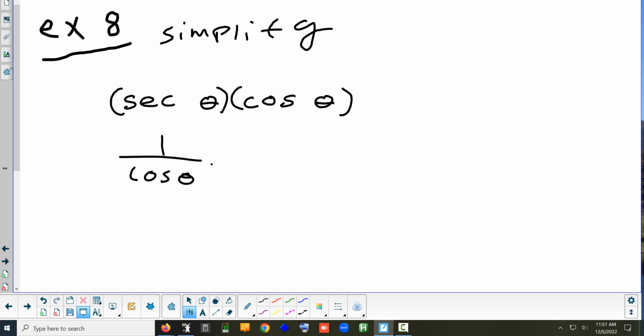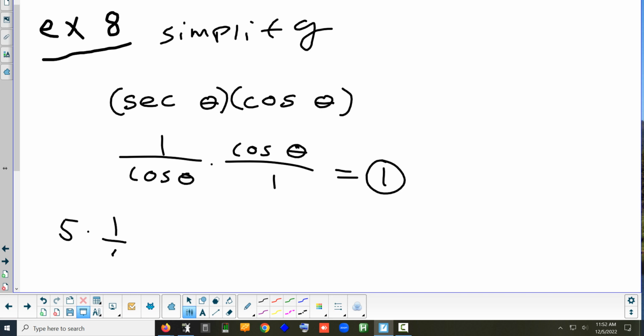Well, the other one already is cosine, so just leave it like that. So what do you get? Just 1. If you take the secant of an angle and you multiply by the cosine, you always get 1. Well, of course, because remember, these are reciprocals. If you take something and you multiply by its reciprocal, what do you always get? You always get 1. So in this case, it just comes out to 1.